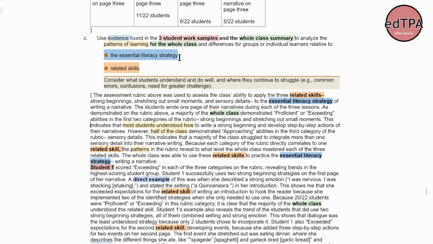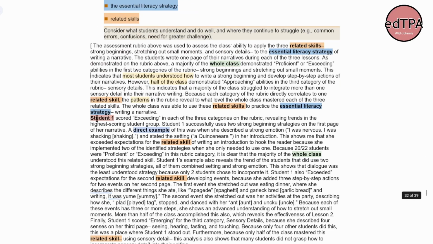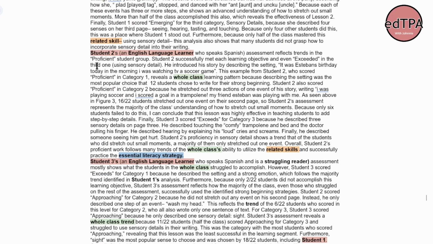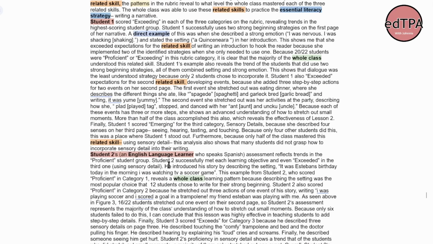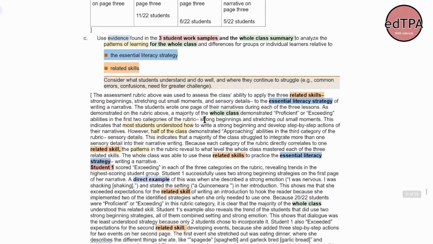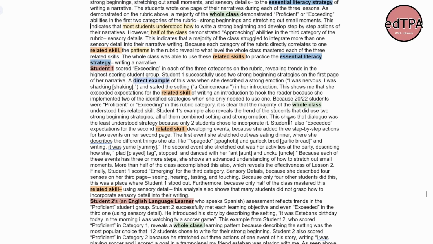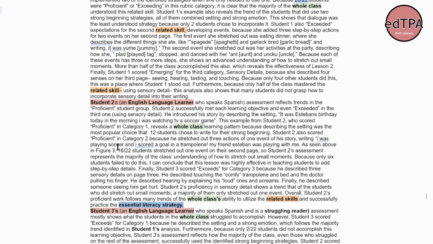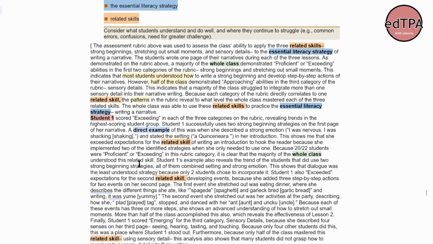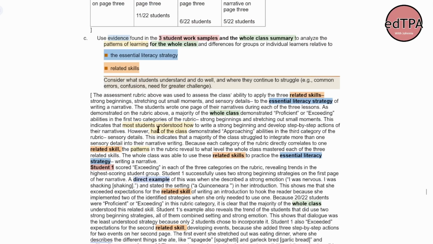And this is from 3 student work samples. So you can see student 1, student 2, student 3 describing who they are, and thinking about the whole class summary, whole class, whole class. You'll also see that there are numbers that are used from the table above, and those numbers give more indication of patterns of learning. But you can also see there are places where patterns of learning are explicitly given attention.